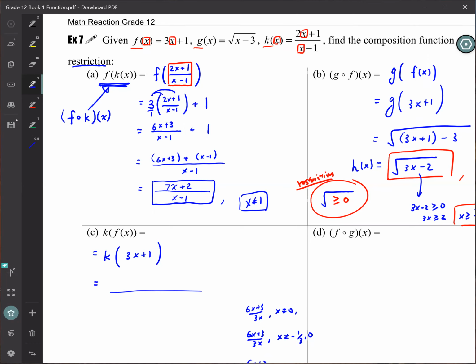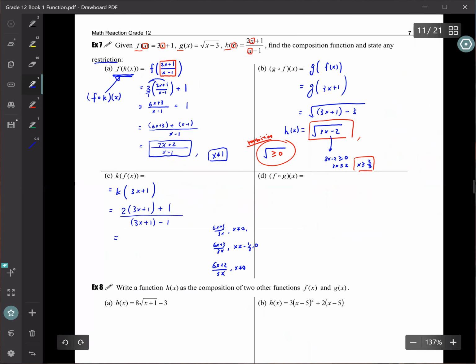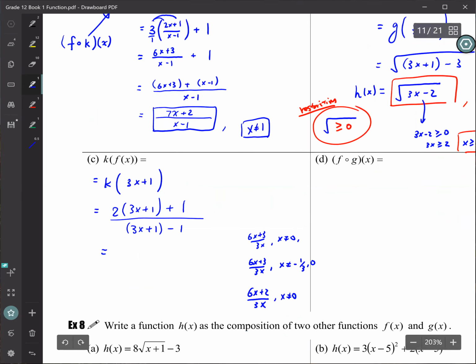Do 2 bracket 3x plus 1 plus 1, over 3x plus 1 minus 1. Yeah, good. Okay, so that will be the setup. Now all we need to do is simplify it, right? So let's simplify this part.